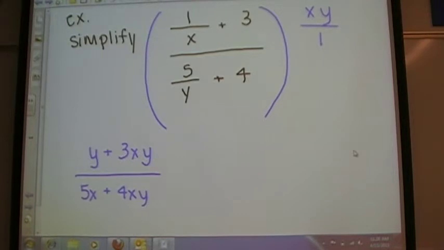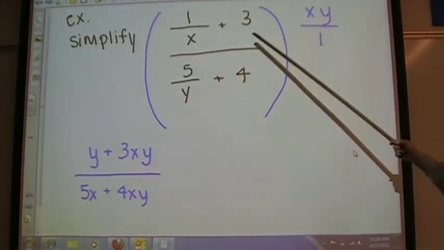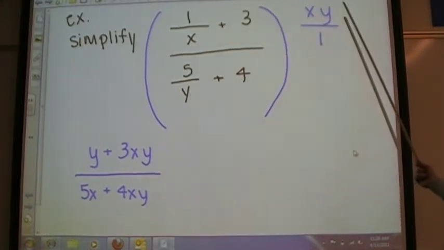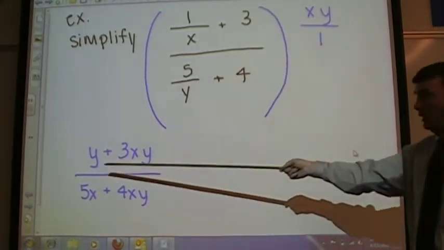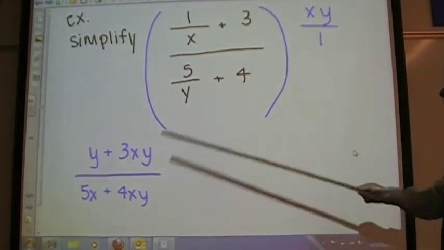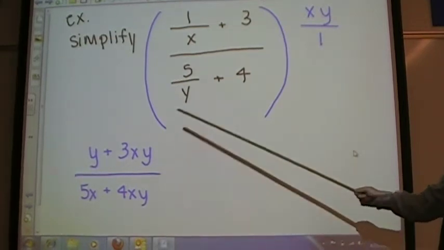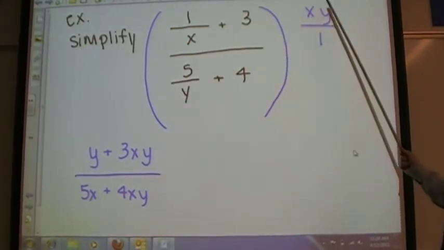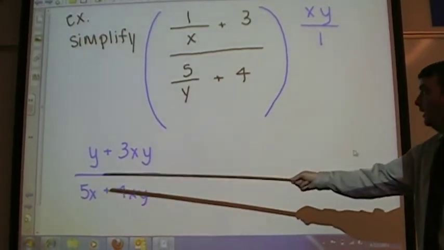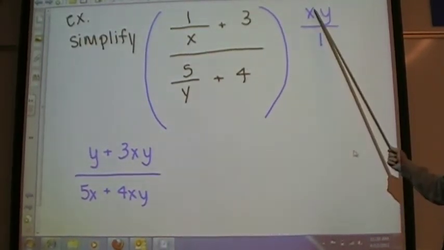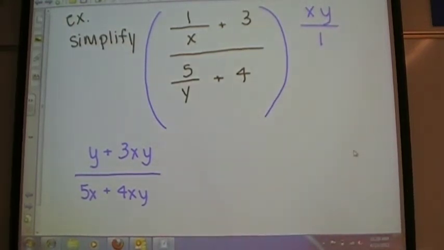Okay? So I multiply this first fraction by xy. What happens when you multiply 1 over x by xy? What happens to the x's? They divide out and you're left with y. Then I multiply 3 times xy, I get 3xy. What happens to the y's here when you multiply by xy? They divide out, you're left with 5x. Okay? And then 4xy, and that's as far as you can go.